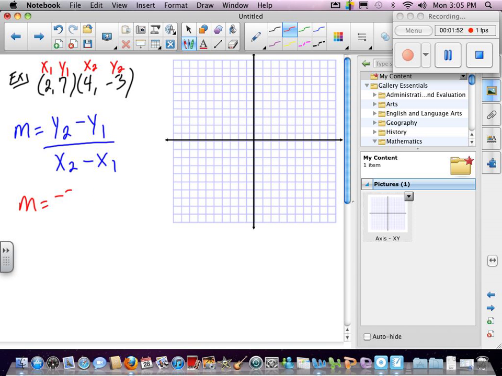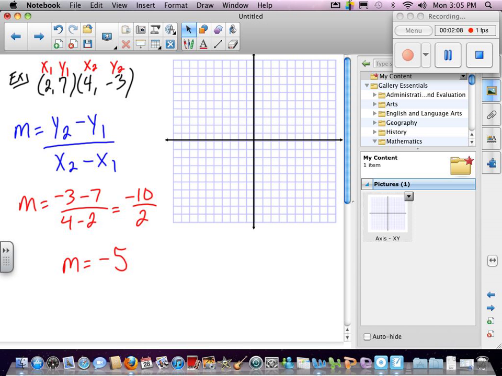That would be -3 minus 7 over 4 minus 2. On top, we would have -10. On the bottom, we would have 2. So when we simplify that, the slope is going to be -5. Now I'm going to go ahead and graph the ordered pairs just so that we can check, and you can see that either method would work.